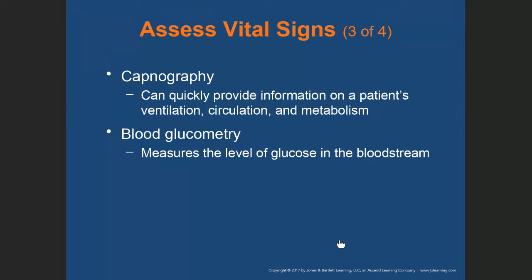We can check blood glucometry, which measures the level of glucose in the bloodstream. It is an EMT skill. You need to be familiar with the glucometer machine that your organization uses. In the States, they tend to use the milligrams per deciliter reading. So it's 80 to 120 milligrams per deciliter. That's normal. Some books will have 70.